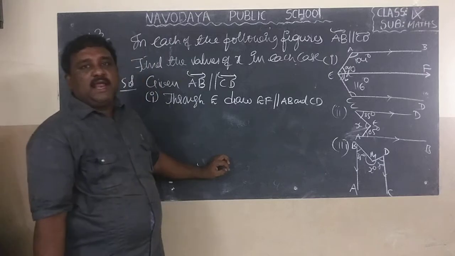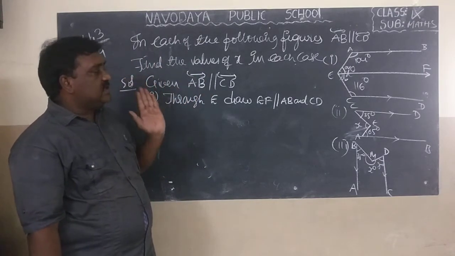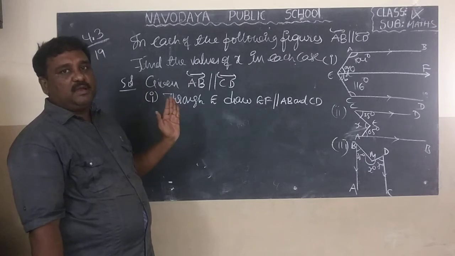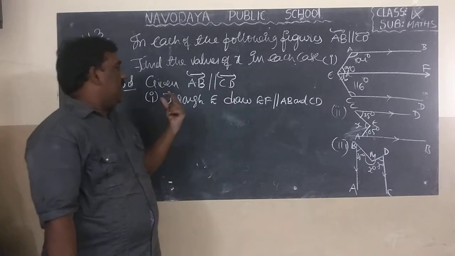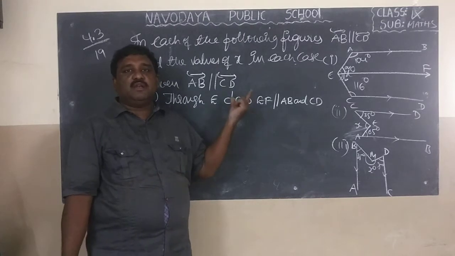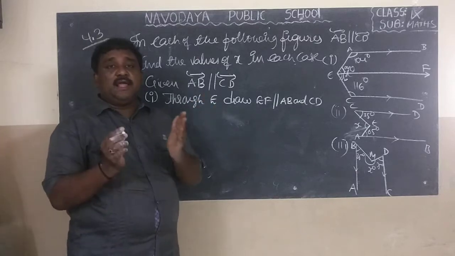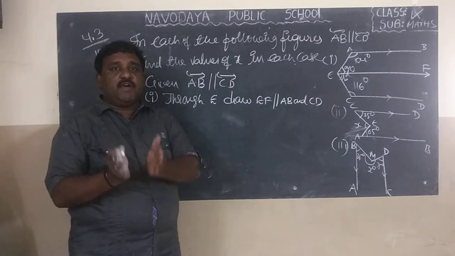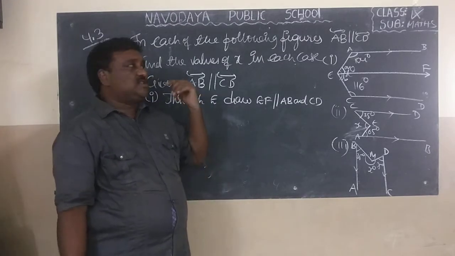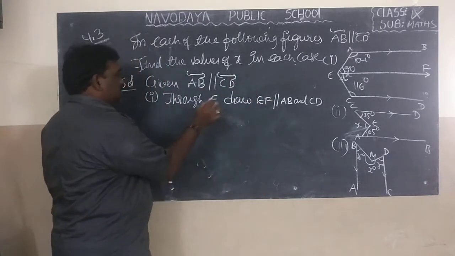The total angle X is divided into two parts. First part is small a, second part is small b. That is our assumption. So what is the construction? Through E, draw EF. It is parallel to both AB and CD. Because of EF, the total angle at E is divided into two parts. First part is a, second part is b. Now see the diagram.